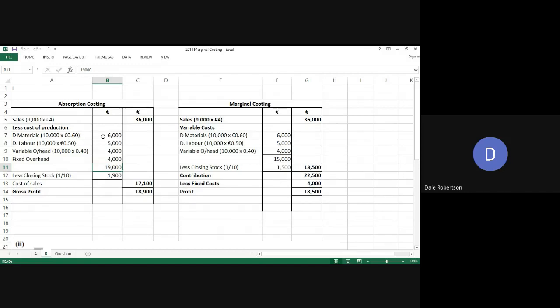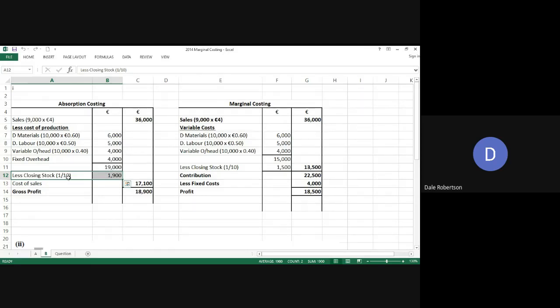Closing, you have to take away closing stock because some of this stuff is going forward to next year as stock. So therefore it needs to be subtracted from the cost of sales. So therefore your closing stock is 1/10 of the cost of production. Closing stock is always valued on the cost price.